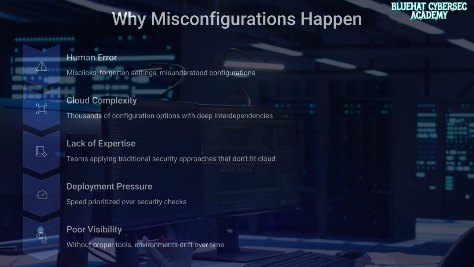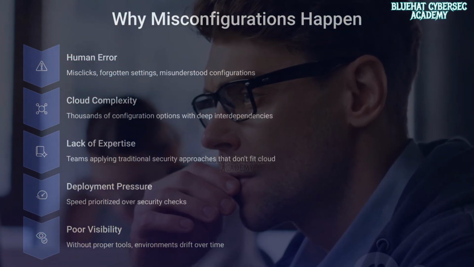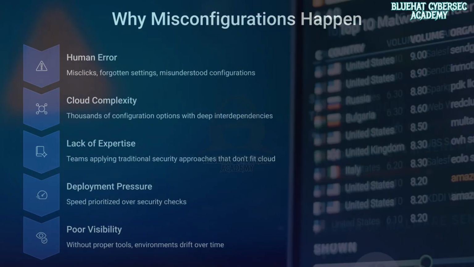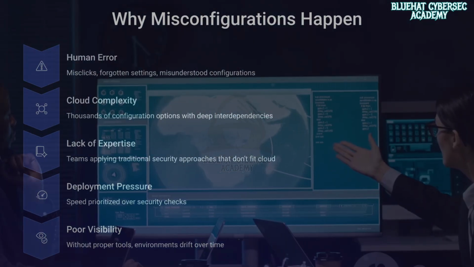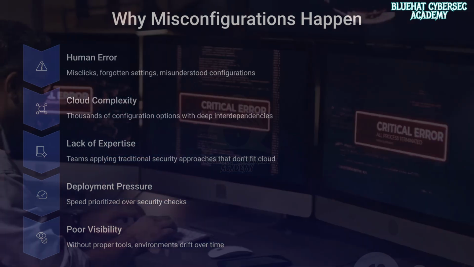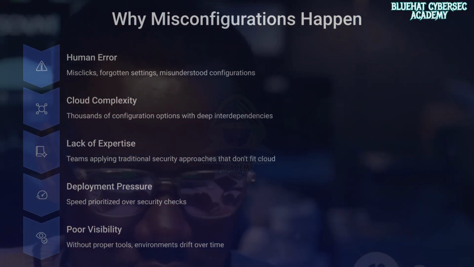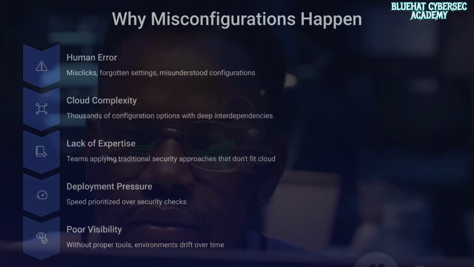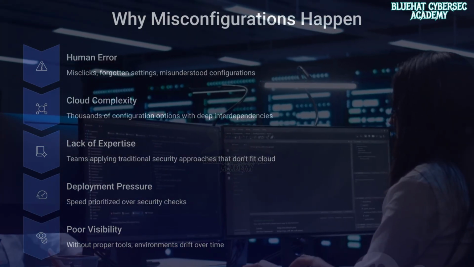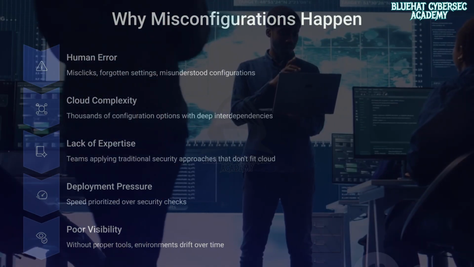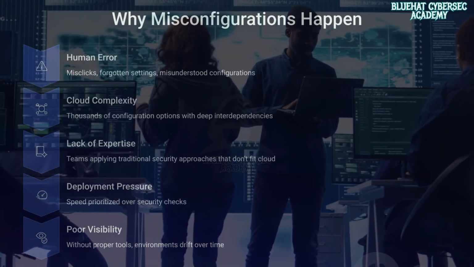Modern cloud platforms are incredibly powerful, but they're also complex, with thousands of configuration options and deep interdependencies between services. This complexity makes it really easy to overlook something critical. Lack of expertise is another factor. Many teams are still learning cloud security and may sometimes apply traditional security approaches that just don't fit the cloud.